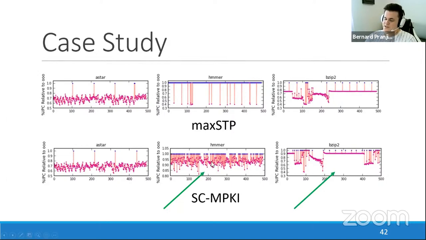So by reducing the performance of HMMER, we can highly boost the performance of BZIP2. And this in turn gives us a bigger system throughput in total. So that's how the idea works. And otherwise, we can also turn off the out of order core to conserve energy. So this is why the energy efficient arbitrator is already more efficient than the maximum system throughput one.